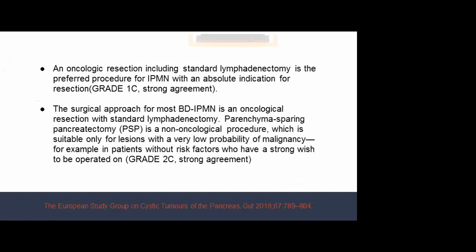Coming to the surgery, an oncological resection including standard lymphadenectomy is the preferred procedure for IPMN with absolute indication for resection, and the surgical approach for most branch duct IPMN is again an oncological resection with lymphadenectomy. The parenchymal sparing resections, which I already mentioned previously, that is non-anatomical resections or local excisions, are suitable only for very rare lesions with a very low probability of malignancy. For example, a single cystic lesion of a branch duct.